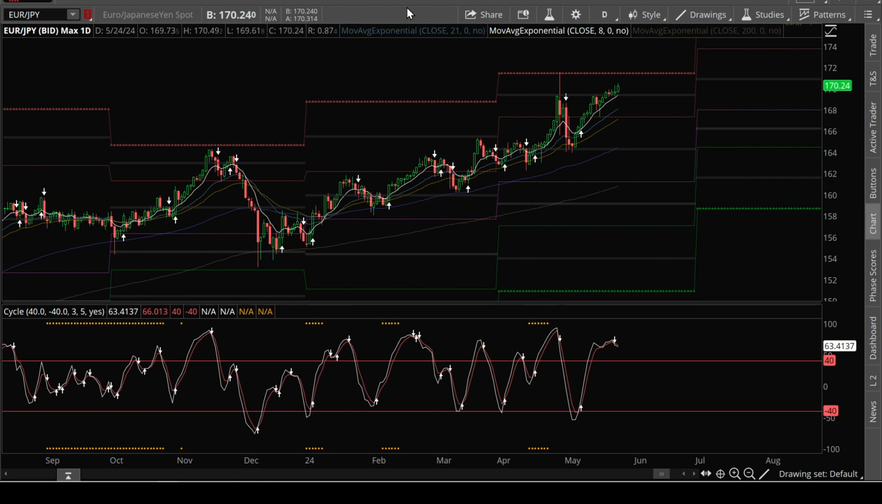Euro yen. Again, you're coming up against extreme levels up here. It's not a reason to sell or pick a top, but if we get a close below the 8, divergence, something along those lines, something to sell, we can sell because we're at an extreme. We're just waiting on a setup.